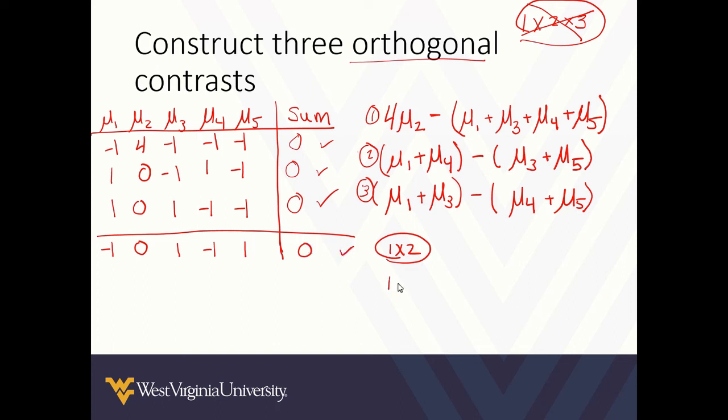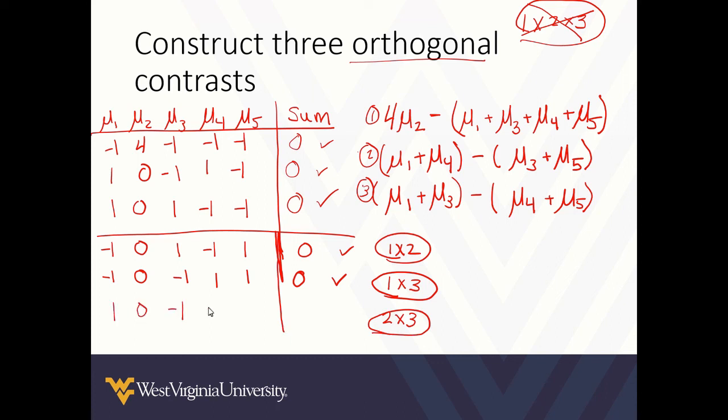Looking good. Let's do 1 times 3. This would be negative 1, 0, negative 1, positive 1, positive 1. Again, that equals 0, so that checks out. And then finally, 2 times 3. This would be 1, 0, negative 1, negative 1, positive 1. And that also equals 0. And so therefore, we do indeed have mutually orthogonal contrasts.